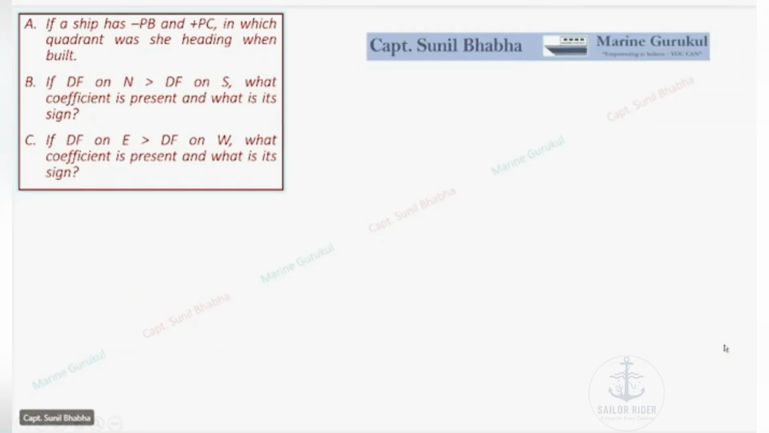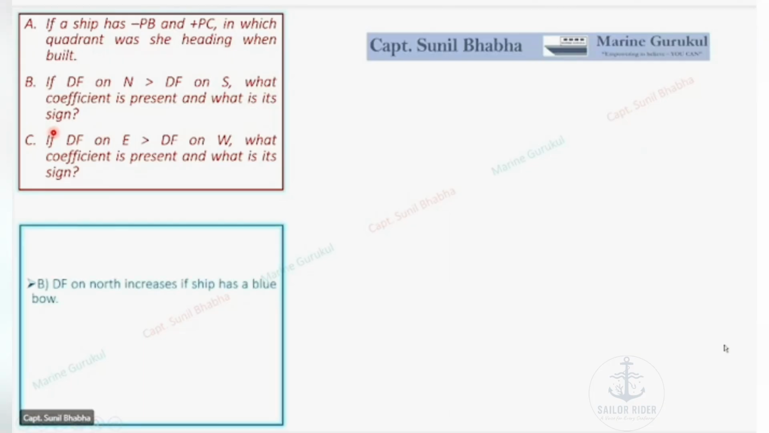Now moving on to the second part of the question. It says, if directive force on northerly heading is greater than directive force on southerly heading, what coefficient is present and what is its sign? Let's try to analyze this statement. Now, directive force on a northerly heading can increase only if the ship has a blue polarity bow. Let us understand this using a diagram.